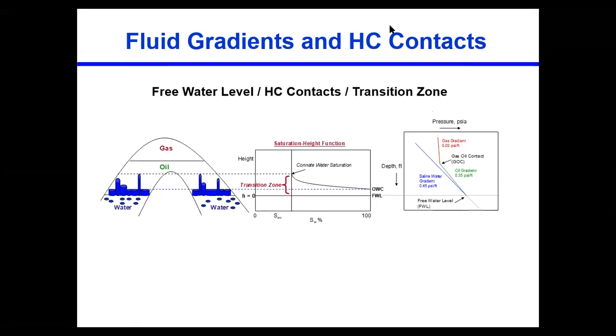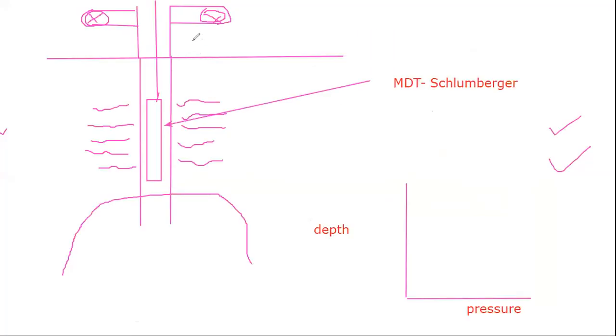So if I describe it in words, for example, if we have the gas here, and then in the next phase we have oil, and then in the next phase we have water, it looks like this one. So the graph that this tool will make at the surface, when this tool goes through all these three zones, will look like this one.